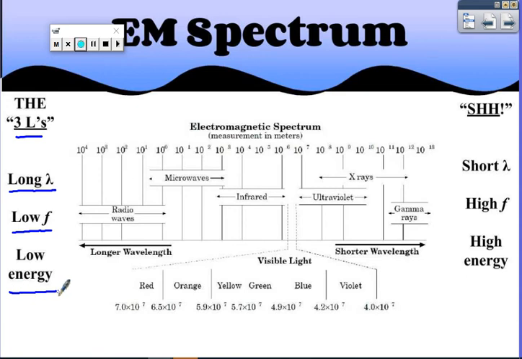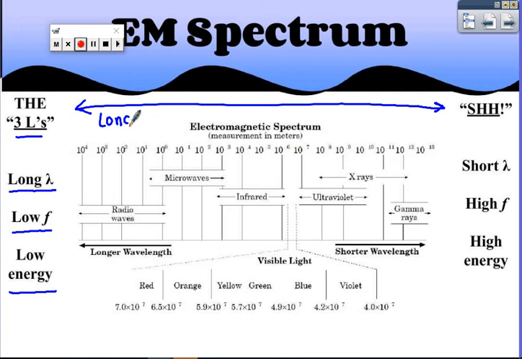So if we draw a line in our notes of the electromagnetic spectrum, the ones that are longer wavelengths are the ones that are like this. Okay, so they're long, low, and low, the 3 L's. You can see that a long wavelength gives you a low frequency and it's not very energetic. So the ones on the opposite end are going to be shh. Short wavelength, high frequency, high energy.